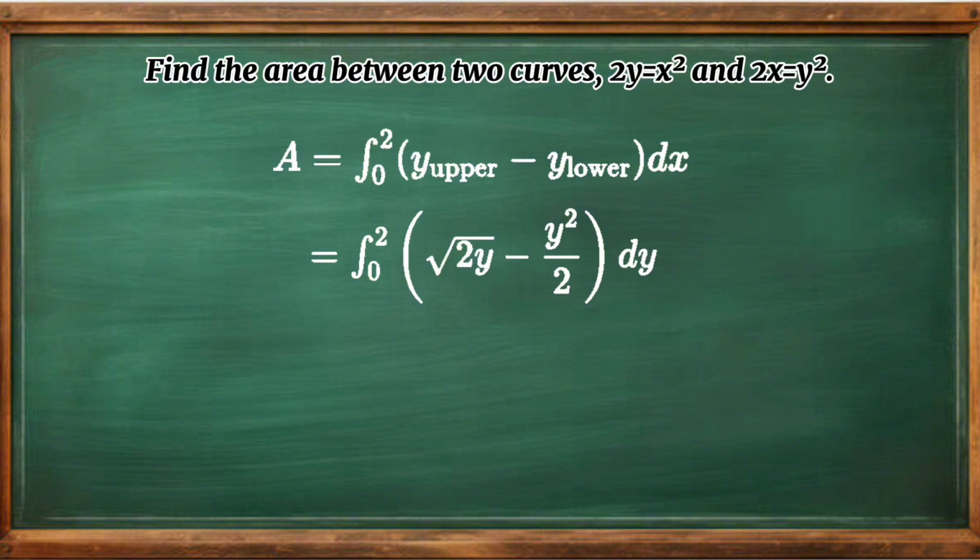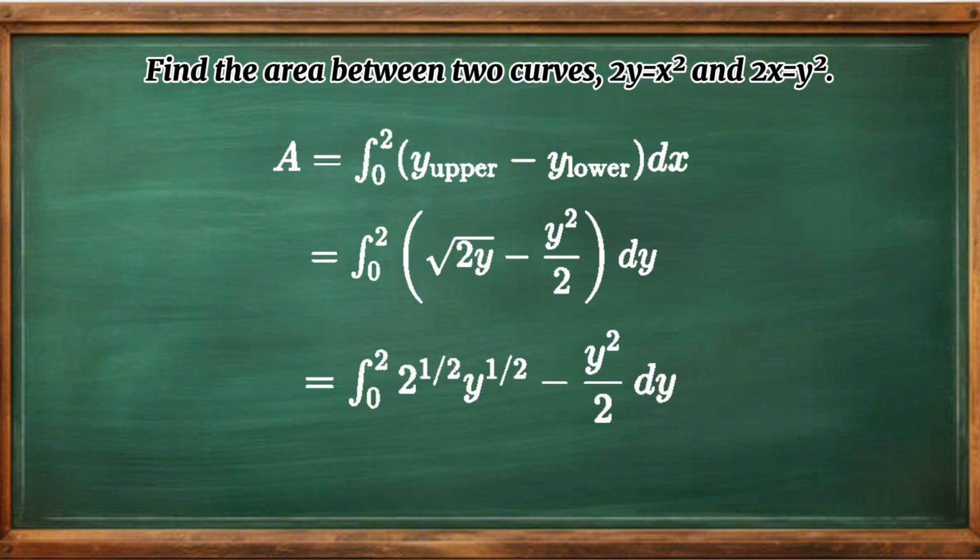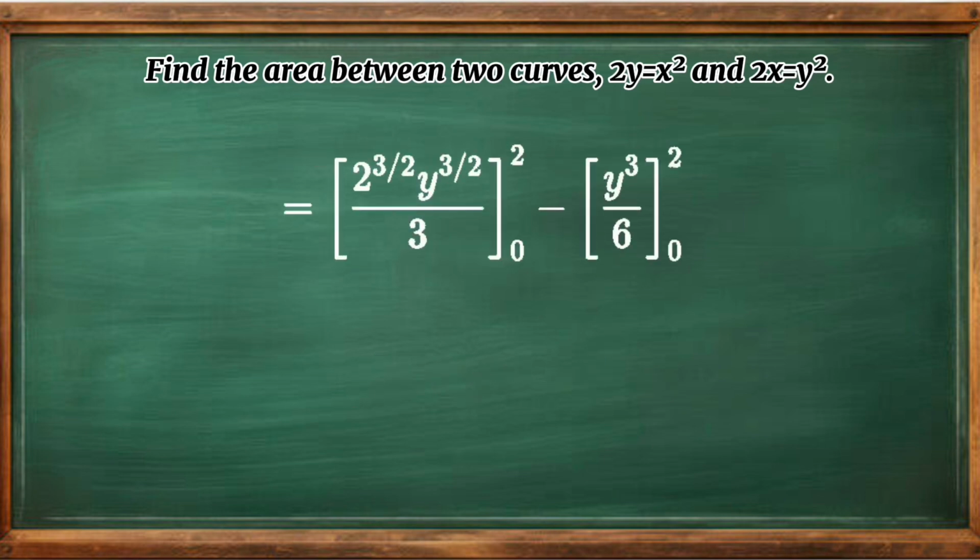We then rewrite square root of 2y as 2 raised to 1 half times y raised to 1 half, making the integral the integral from 0 to 2 of 2 raised to 1 half times y raised to 1 half minus y squared over 2 dy. Integrating term by term, we get 2 raised to 1 half times y raised to 3 halves over 3 halves for the first term and y cubed over 6 for the second.